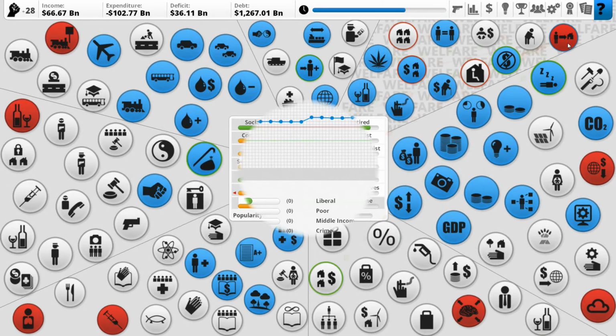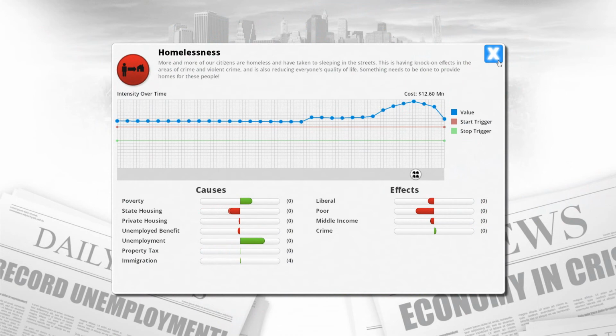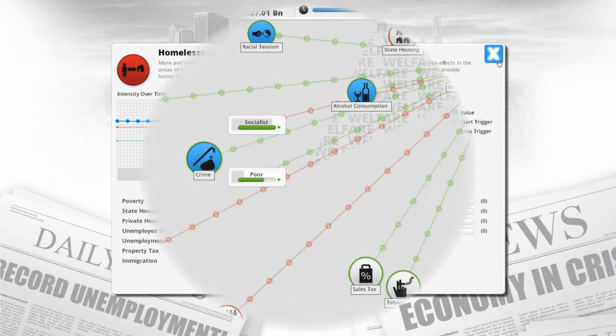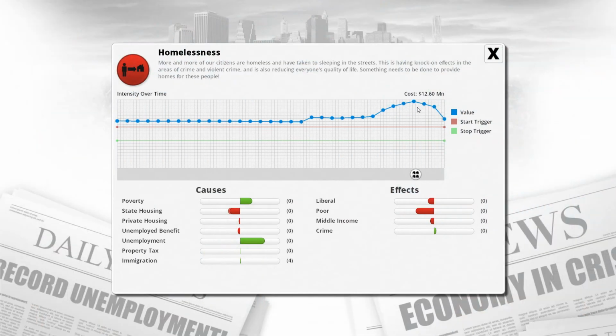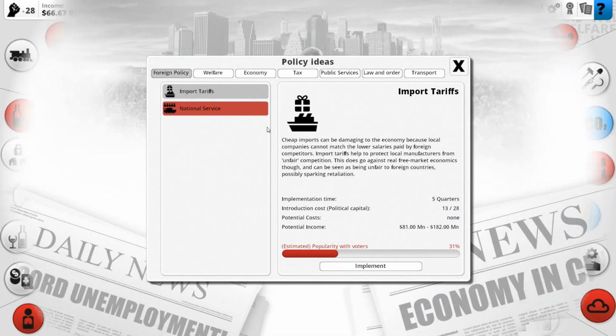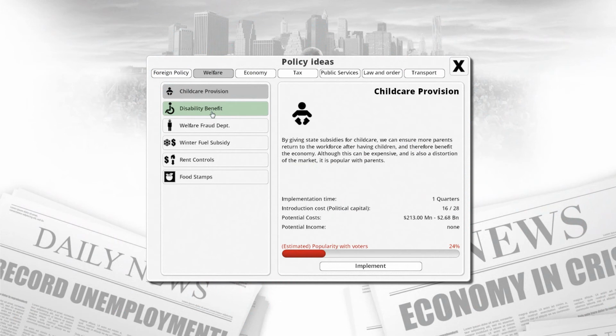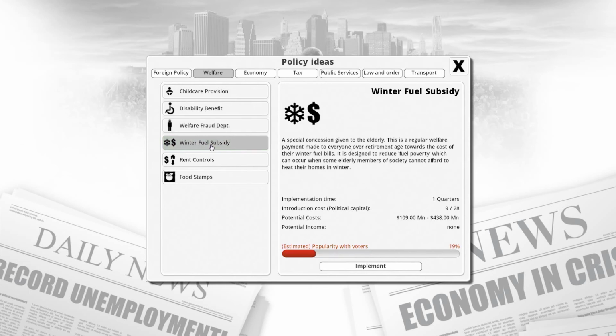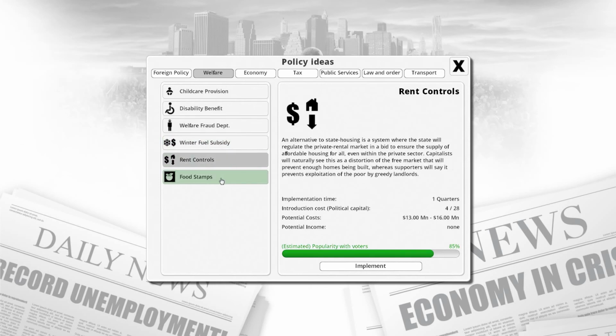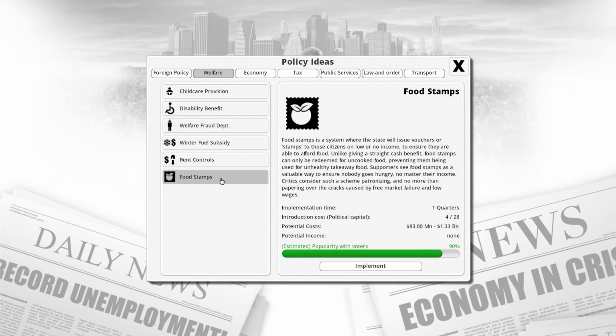And I still haven't gotten rid of homelessness. Oh, but it's greatly decreasing now, so that's good. It should be gone in a few more turns. Was that because of the... Yeah, because I reduced poverty greatly. Let's see if we can do that again. Just, welfare fraud. I don't think that's gonna be good to get rid of homelessness, actually. Rent controls and food stamps might be, however.